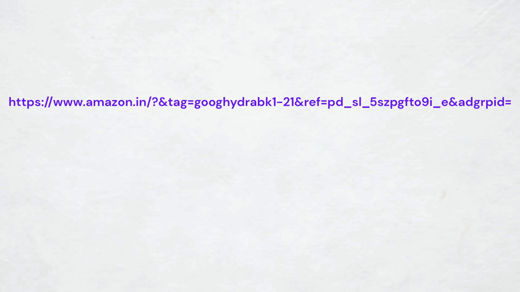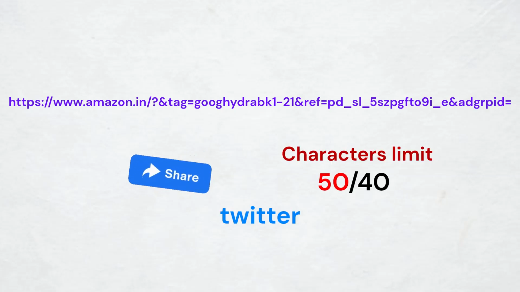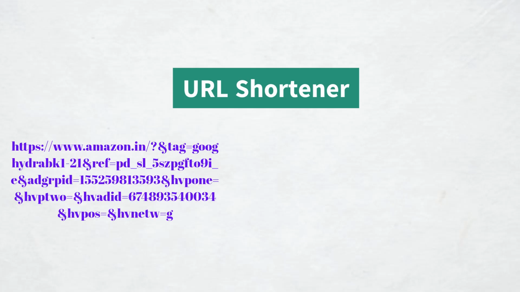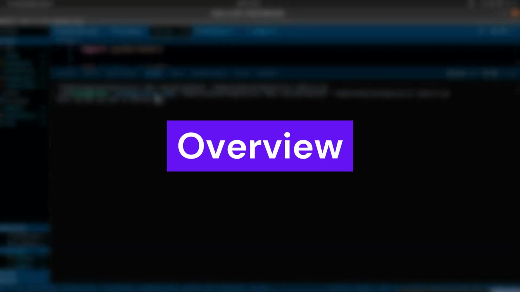Sometimes a long URL can be difficult to share, especially on platforms with character limits like Twitter. And sometimes you might not want to expose details in the URL. So URL shorteners are helpful in this case by making links shorter and more manageable while also keeping certain information private.